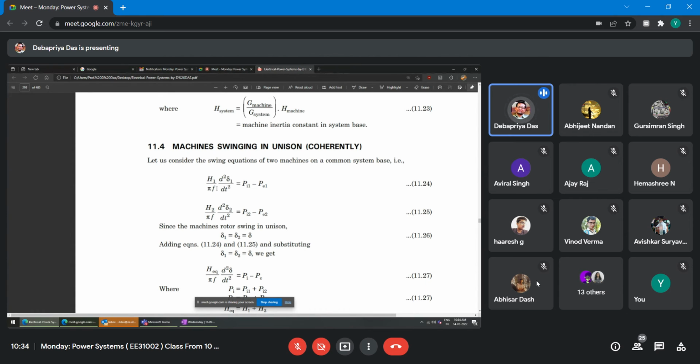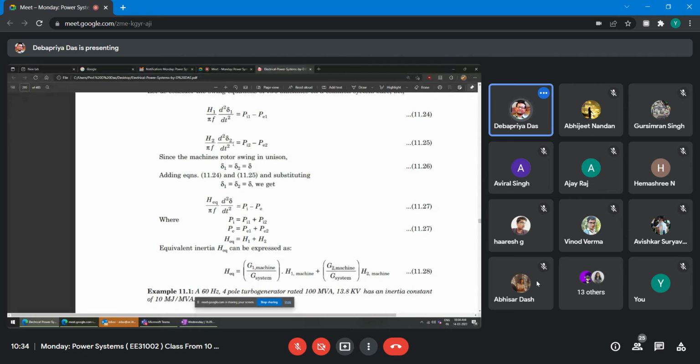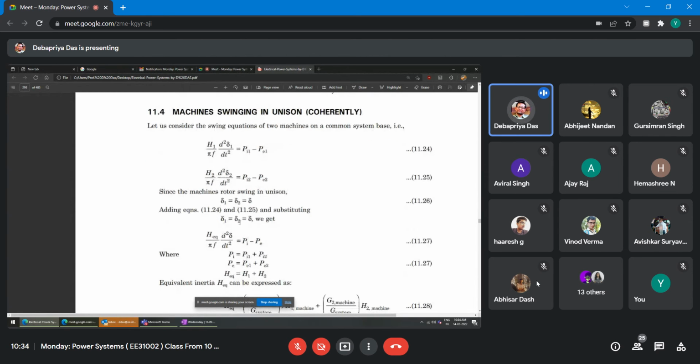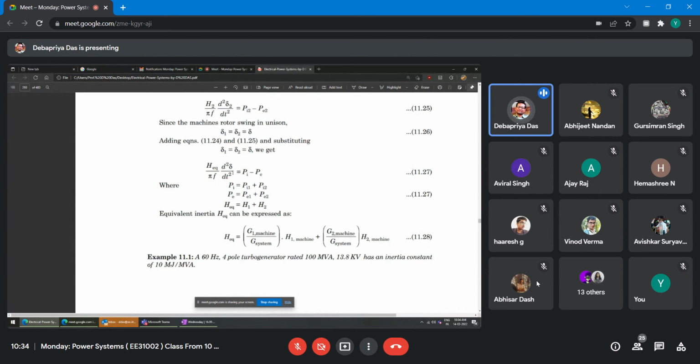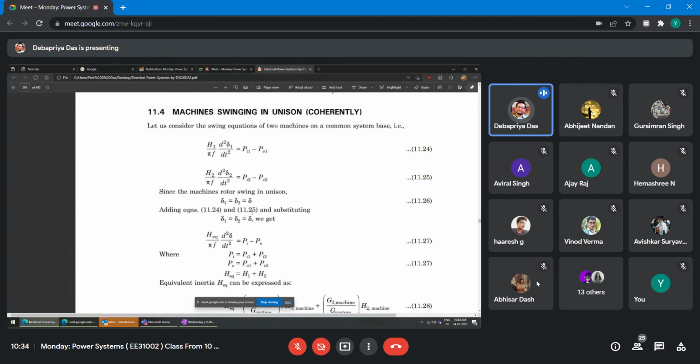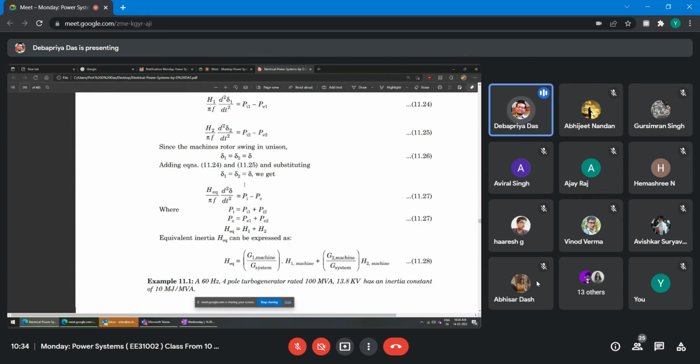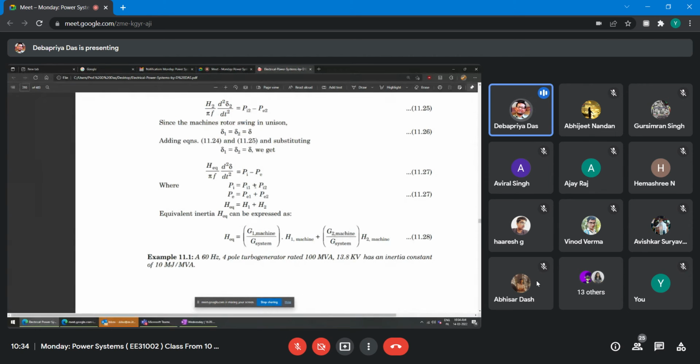Suppose one has inertia H1 upon pi f, d square delta upon dt square equals Pi1 minus P1. Another machine, say H2 upon pi f, d square delta 2 is equal to this one, right? And as they are swinging in unison, delta will remain the same for both machines. Therefore delta 1 is equal to delta 2 is equal to delta. Therefore in general we can write H eq upon pi f, d square delta upon dt square is equal to Pi minus P, where Pi is obtained because you add equations 24 and 25 and substitute, since they are swinging in unison. Therefore Pi is equal to the summation of these two, P is equal to the summation of these two, and H equivalent is equal to H1 plus H2.